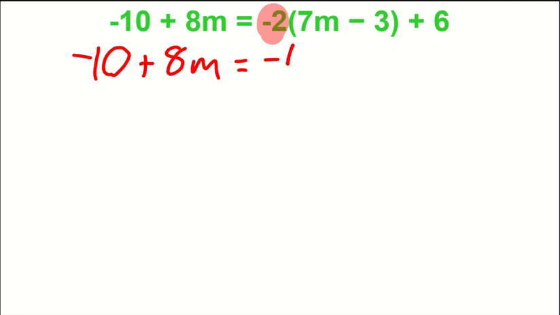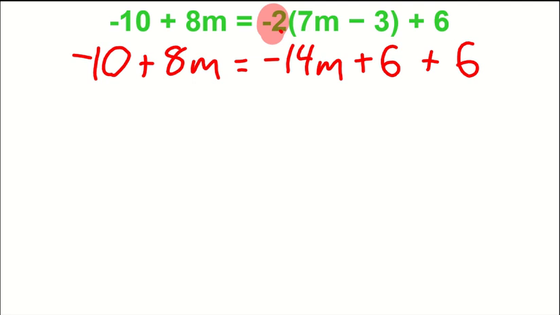equals a negative 14m. Another thing I saw some people forget to do is the number in front of the parentheses gets distributed to both numbers inside the parentheses. So negative 2 times the negative 3 makes that a plus 6. And then you still got the plus 6 at the end. So you got to make sure you're paying attention to your signs, especially with the distributing, and you got to make sure you're distributing both parts.